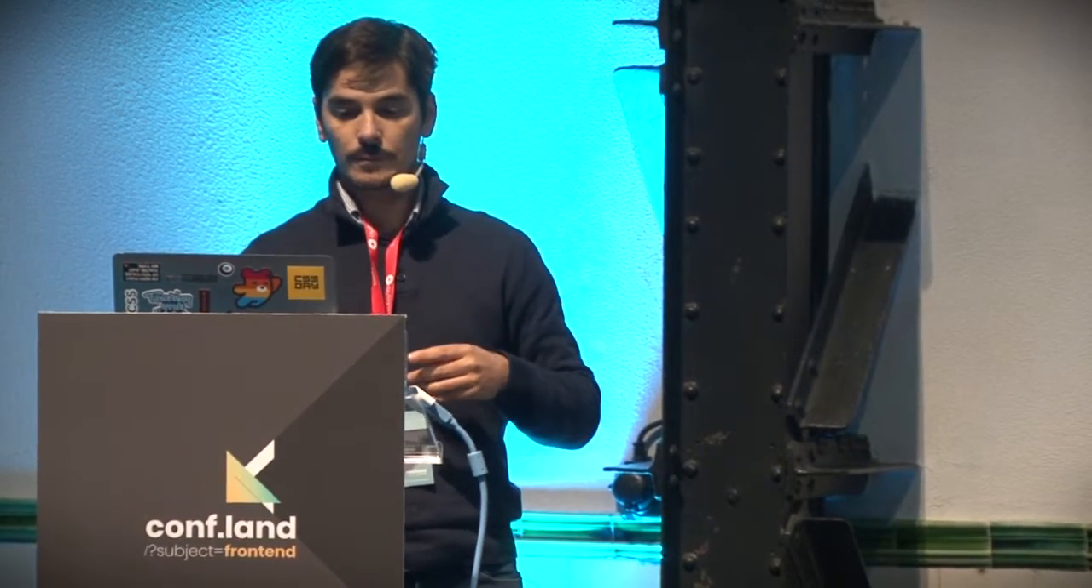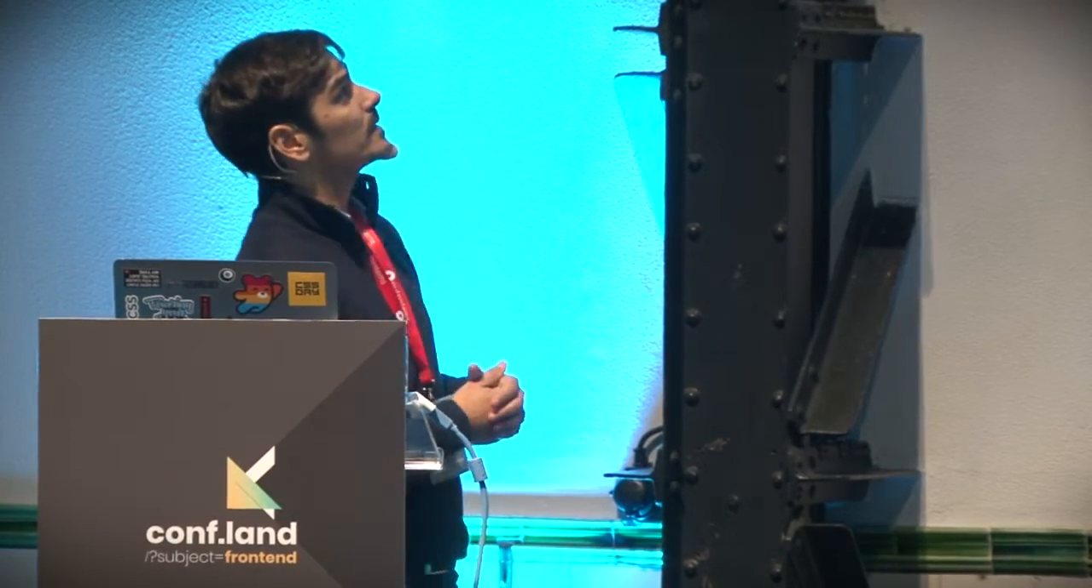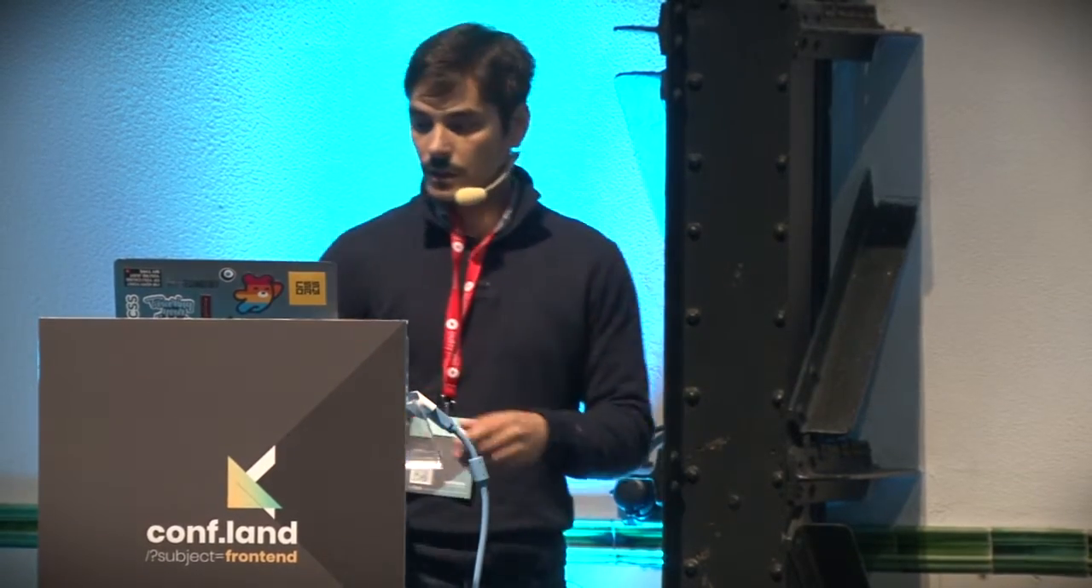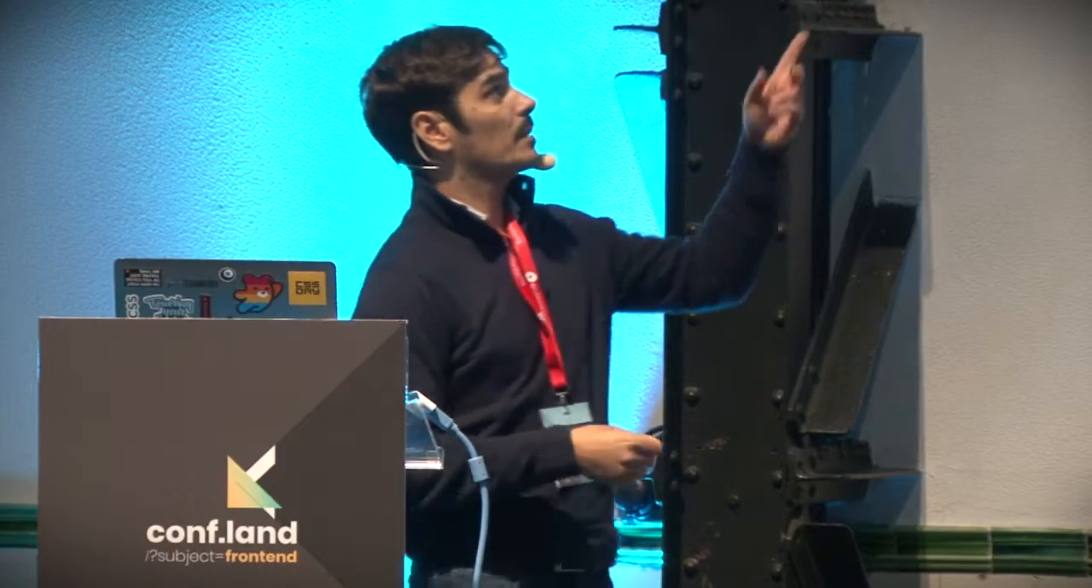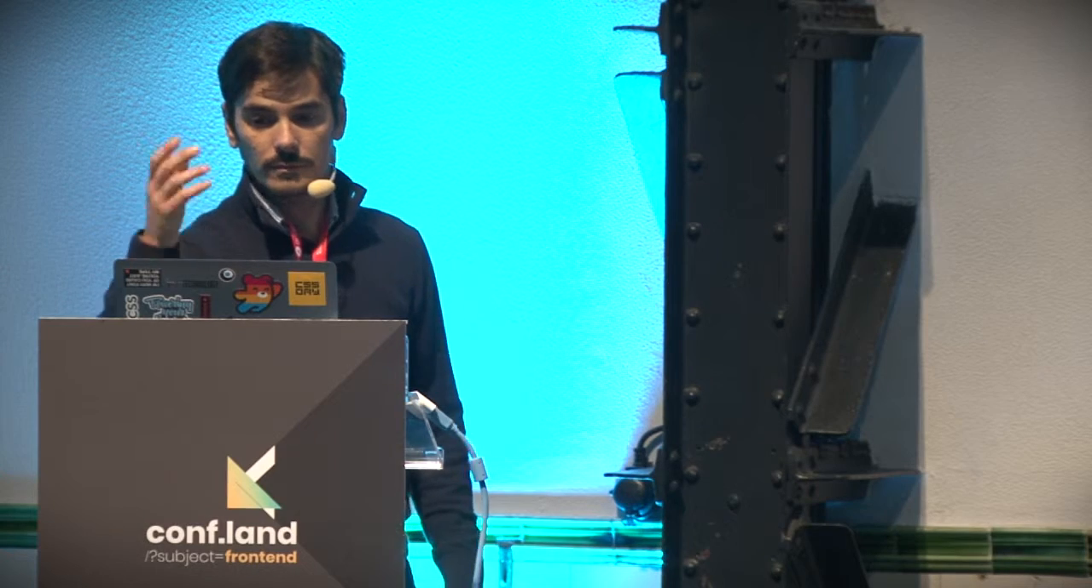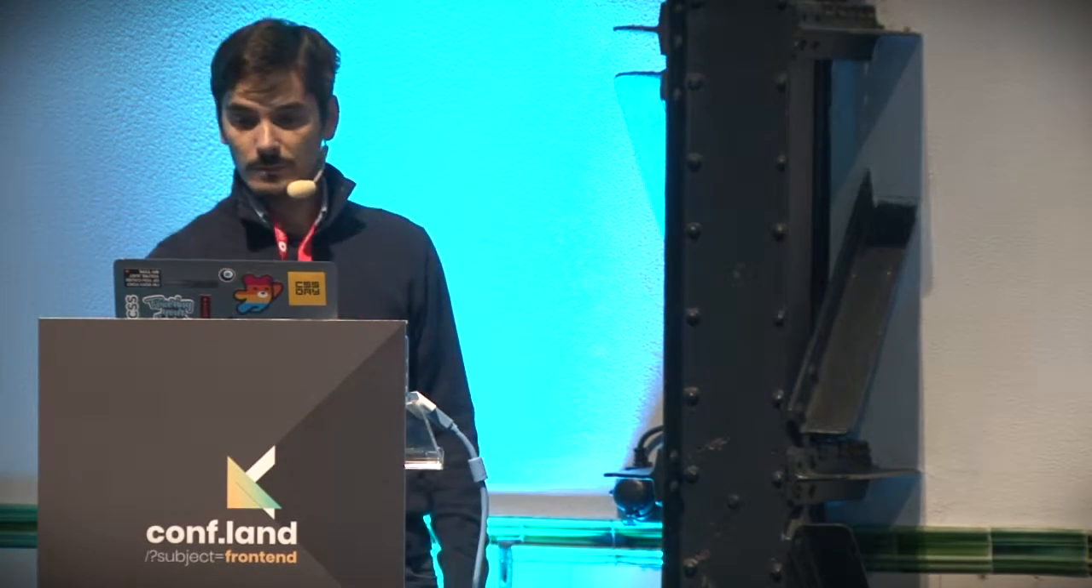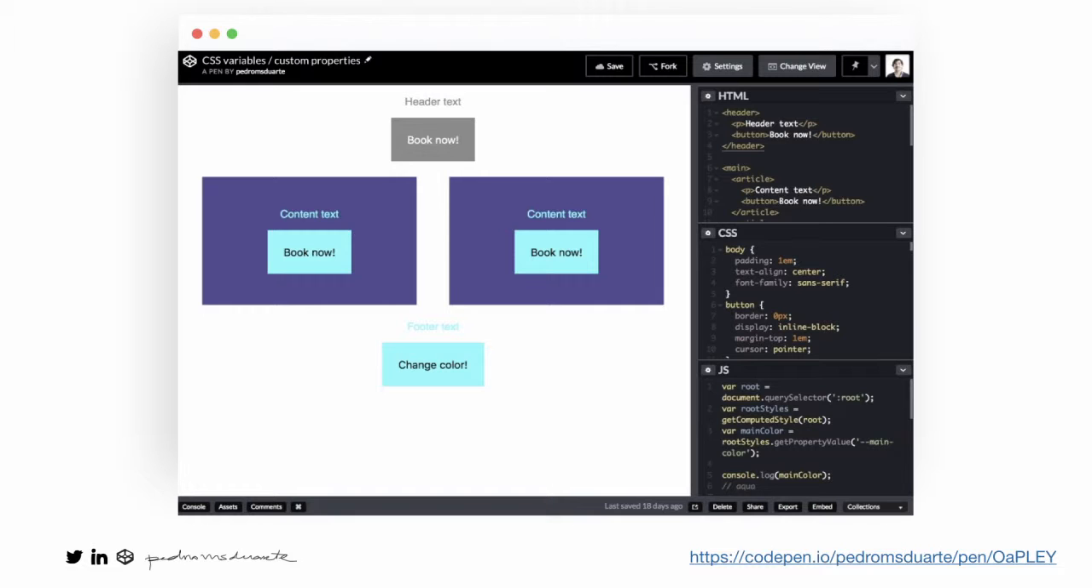We can change the value of this custom property through JavaScript using the getPropertyValue and the setProperty methods. In this example, let me check. No, it's not working. In this example, we have changed the main color to aqua, and then we do an alert. So this is a pretty simple example of how custom properties work.